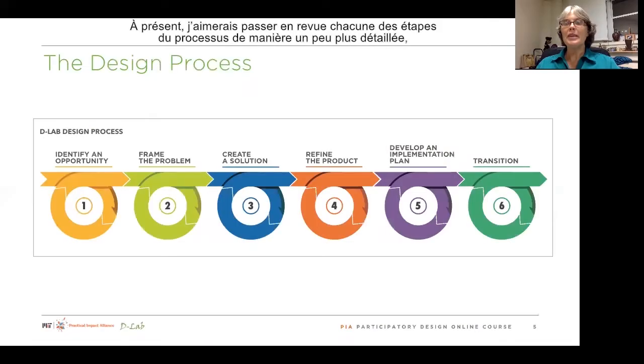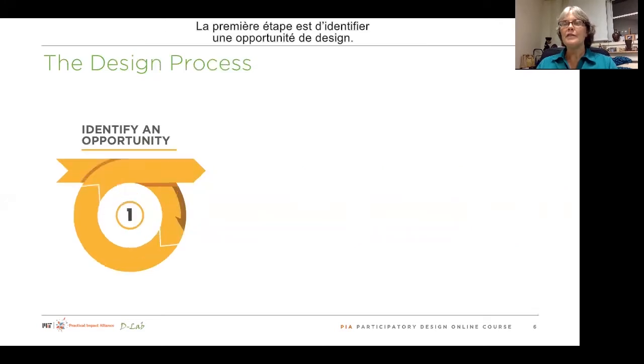So now I'd like to go through each of the stages of the process in a little bit more detail. And we'll use D-Lab's Fuel from the Field charcoal project as an example. The first stage is to identify an opportunity for design.